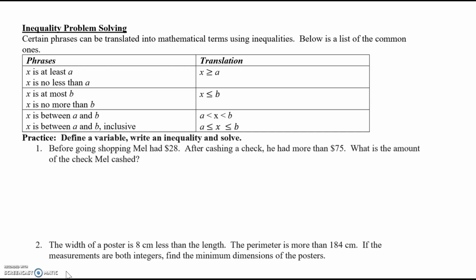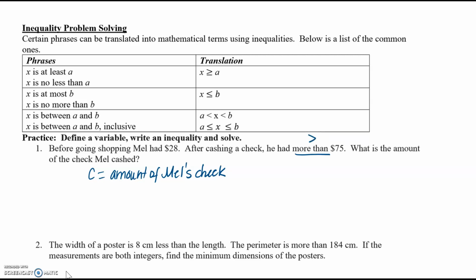Before going shopping, Mel had $28. After cashing a check, he had more than $75. What is the amount of the check Mel cashed? So I'm just going to use C to represent the amount of Mel's check. Okay, before going shopping, Mel had $28. After cashing a check, he had more than $75. More than is going to mean greater than.